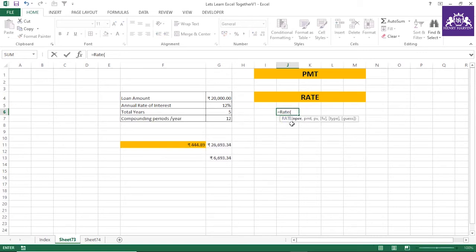Rate means PMT, NPER, number of periods. So you can just put this multiplied by this, 60. And what is PMT? This is the PMT amount. All right, PV, this is the PV amount. If you just do that, you are getting nothing over there.